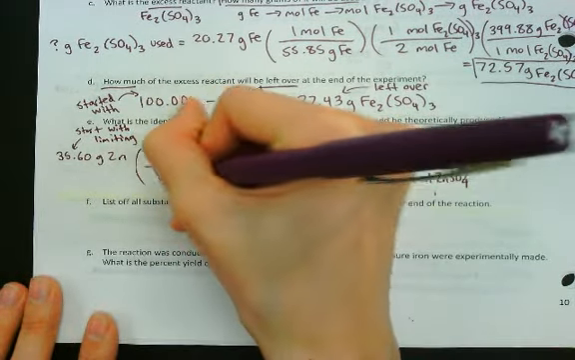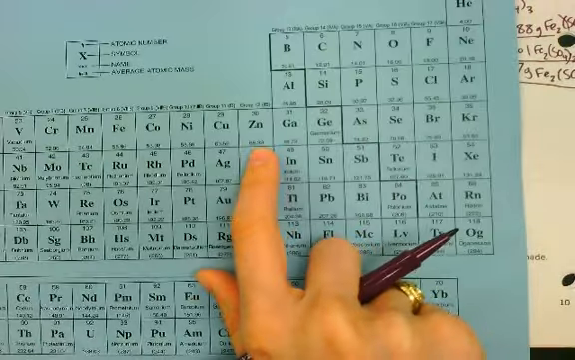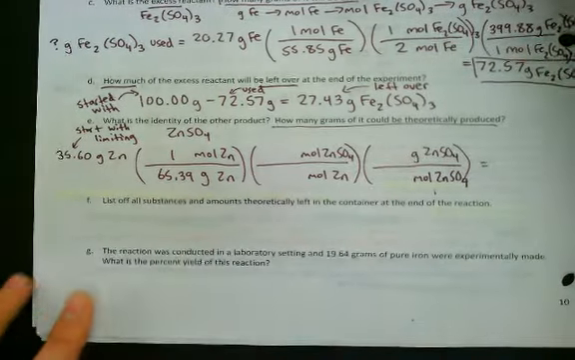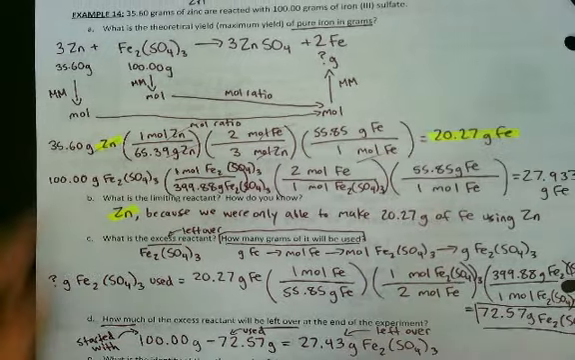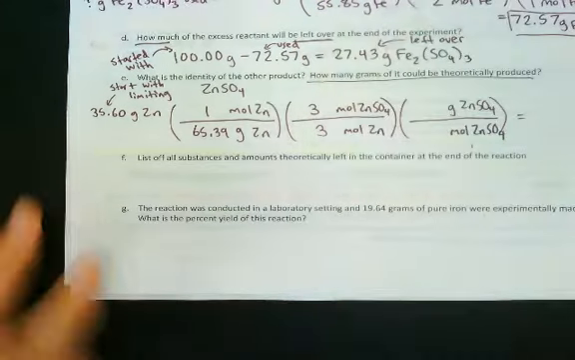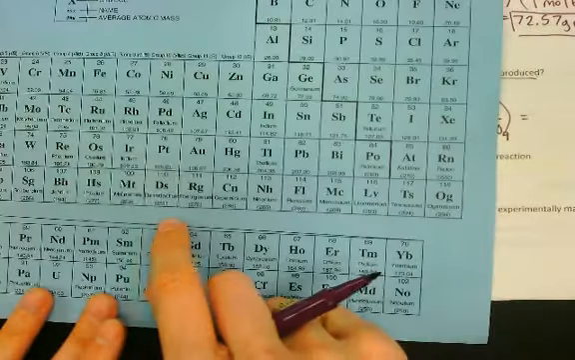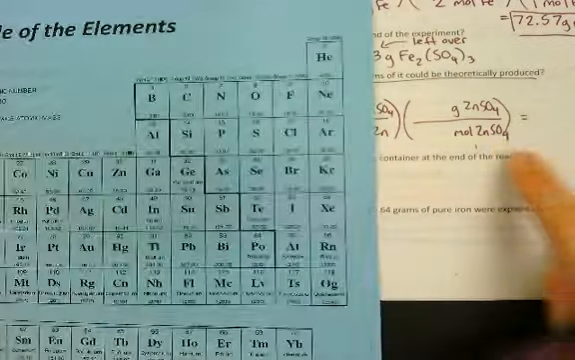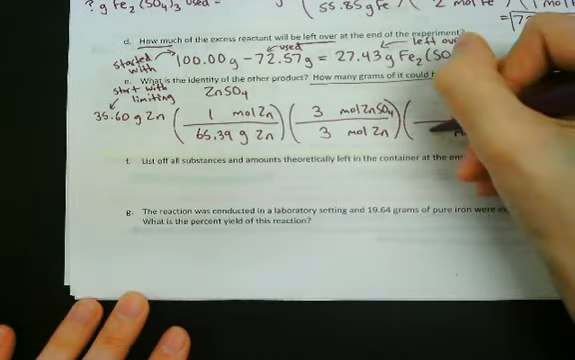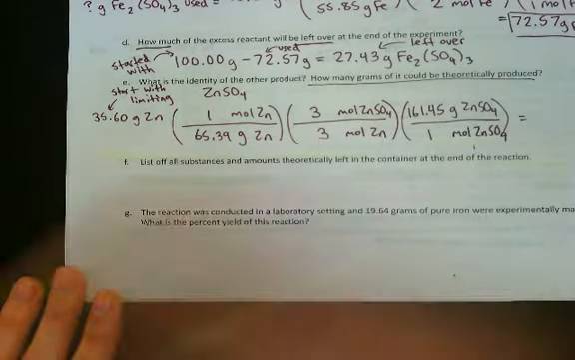I know that there are 65.39 grams of zinc and 1 mole of zinc. Again, you just look at your periodic table to figure that out. And I know, based on my reaction I wrote up here, that for every 3 moles of zinc, we can make 3 moles of zinc sulfate. So my mole ratio is going to be 3 to 3. And then my molar mass of zinc sulfate, if I come over to my periodic table and I find my average atomic masses of zinc and sulfur and oxygen and take into account my subscripts, I find that for every 1 mole of zinc sulfate, we have 161.45 grams.